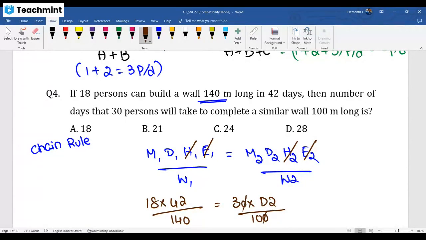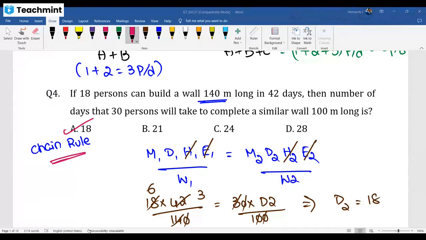So this zero cancels, this zero cancels. 14 ones is 14, 14 threes are 42, and 3 sixes are 18. So we got 18 anyhow. So how many days will it take for 30 persons to build a similar wall of 100 meters? It is 18 days. So the answer is 18 days, chain rule.